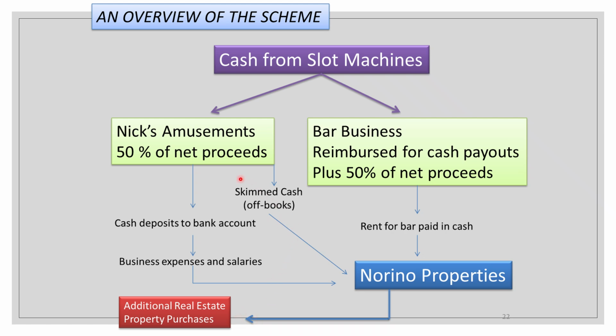Here's the issue, though. Nick's Amusements and Norino Properties are actually owned by the same individual, and in some cases that individual actually owns the bar as well. So some of the money is siphoned off and skimmed. Some of it is made in cash deposits to pay for otherwise legitimate business expenses and salaries. But as you can see, everything goes through Norino Properties. Again, illustrating the complexity of corporate ownership and movement of funds.